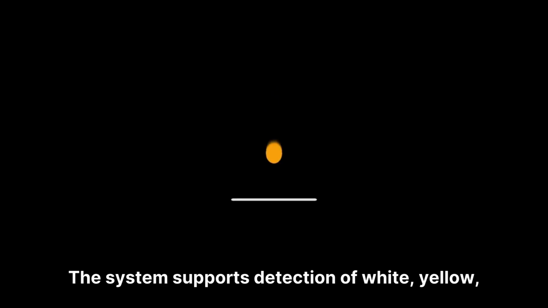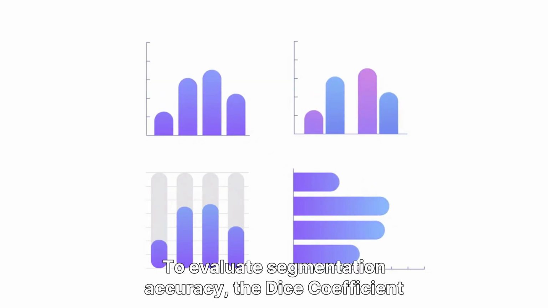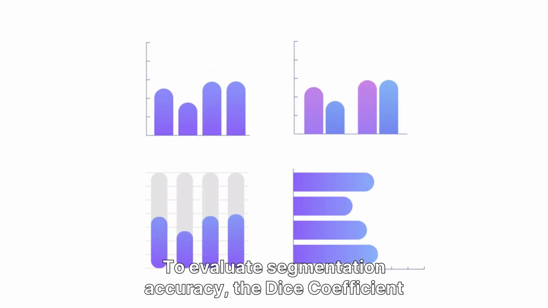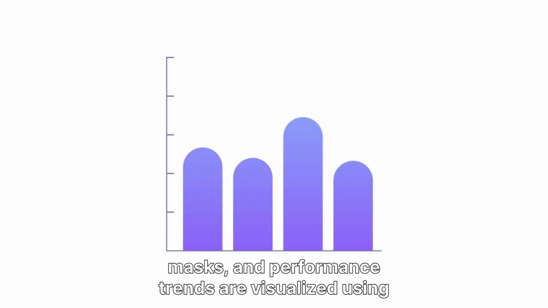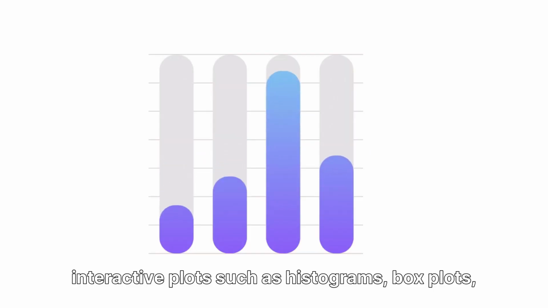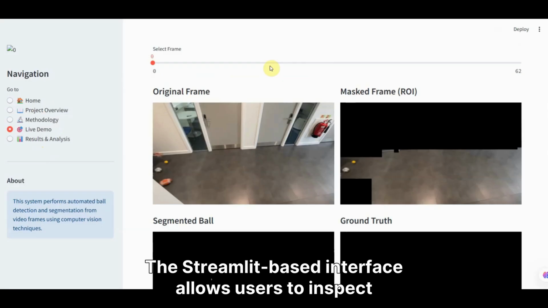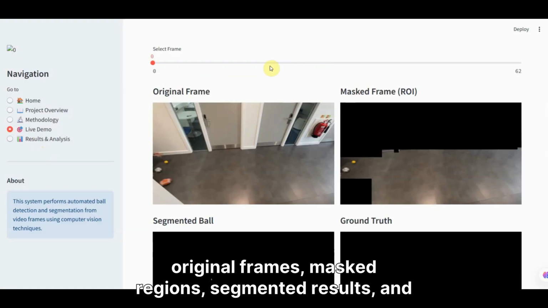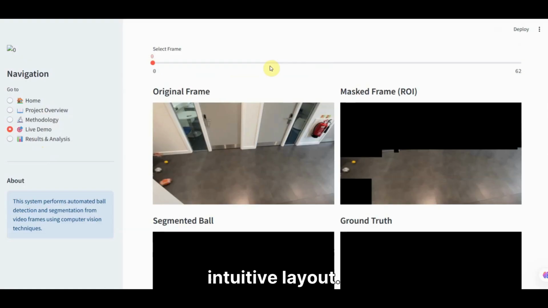The system supports detection of white, yellow, and orange balls, interactive frame-by-frame analysis, real-time visualization, and batch processing of video frames. To evaluate segmentation accuracy, the dice coefficient is used. Predicted masks are compared with ground truth masks, and performance trends are visualized using interactive plots such as histograms, box plots, and line charts. The Streamlit-based interface allows users to inspect original frames, masked regions, segmented results, and ground truth comparisons in a clean and intuitive layout.